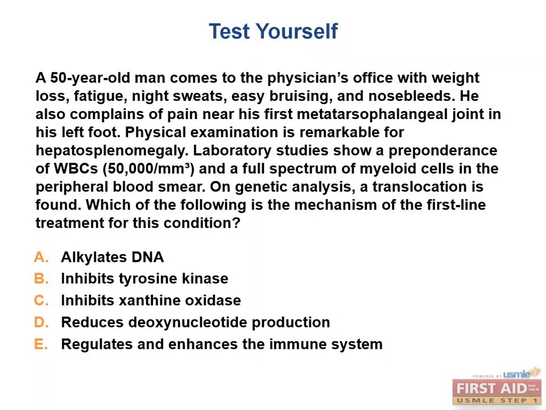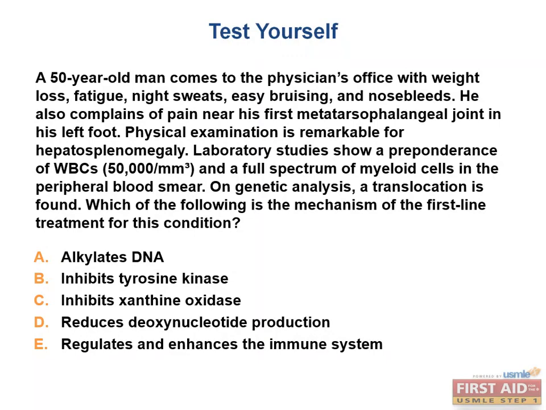Laboratory studies show a predominance of WBCs, 50,000 per millimeter cubed, and a full spectrum of myeloid cells in the peripheral blood smear. On genetic analysis, a translocation is found. Which of the following is the mechanism of the first-line treatment for this condition? Alkylates DNA, inhibits tyrosine kinase, inhibits xanthine oxidase, reduces deoxynucleotide production, or regulates and enhances the immune system.